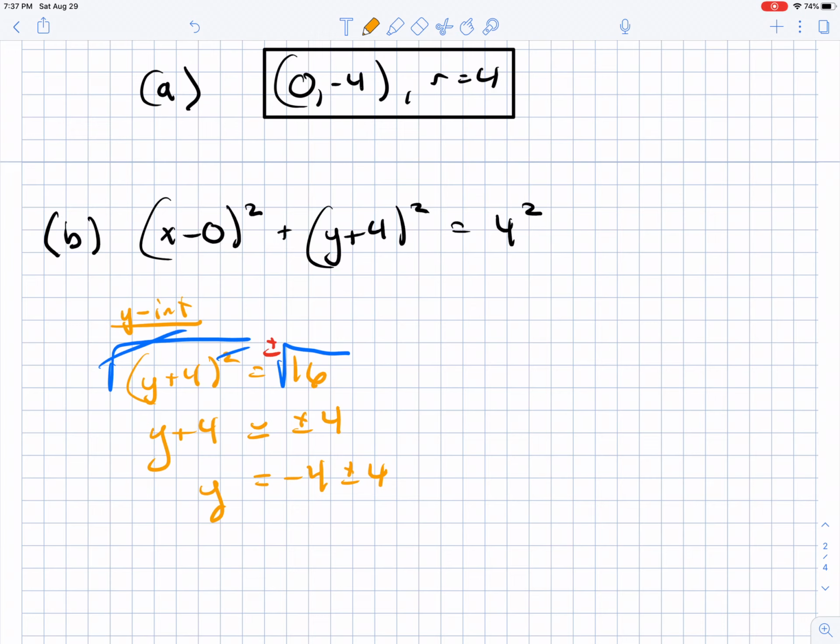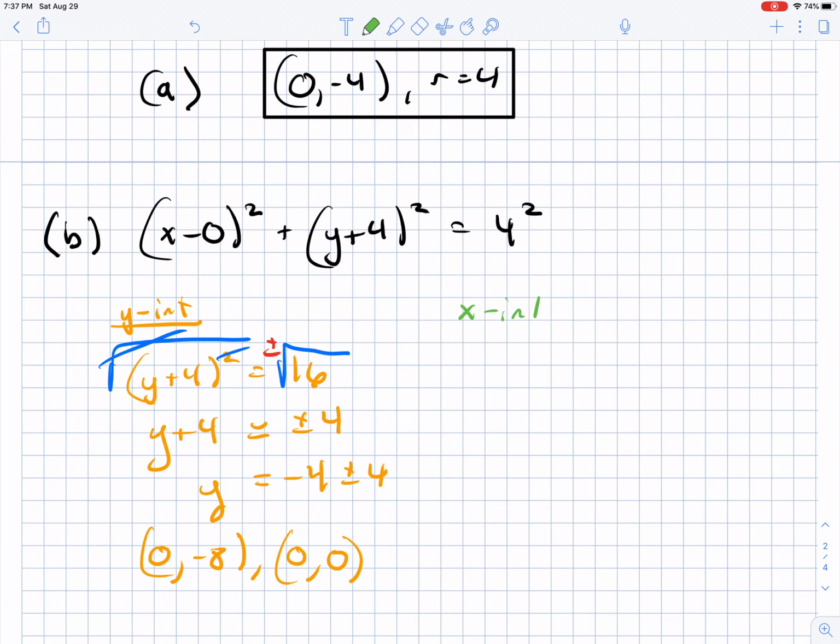So then the y-intercepts are going to be (0, -8), and the other one is (0, 0), which is the origin. Okay, notice there's also going to be our x-intercept. Let's go ahead and do the x-intercept.